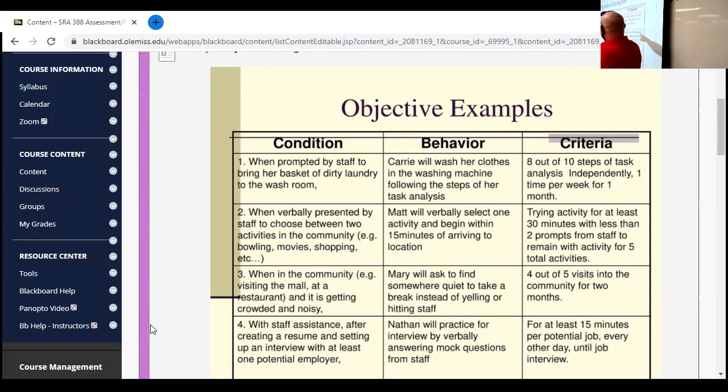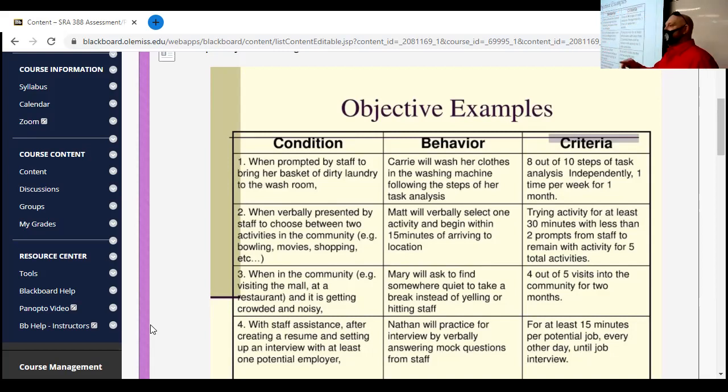So far, we know when it's going to start, when she's been prompted. The behavior is going to be washing her clothes using proper steps. And the criteria, this criteria equals how well you do it. Criteria, she's going to do it 8 out of 10 steps of the task analysis. So you're going to break down washing her clothes into 10 steps. She needs to get at least 8 out of 10 of those correct, 1 time a week for a month.